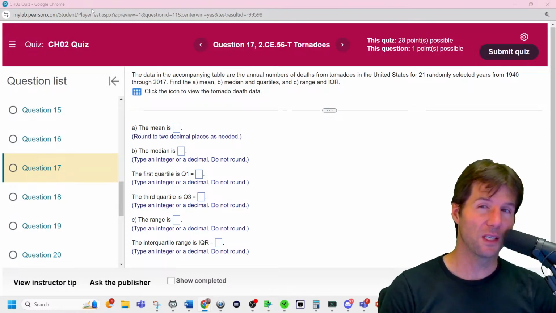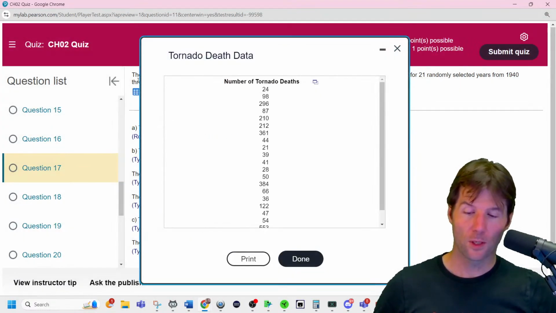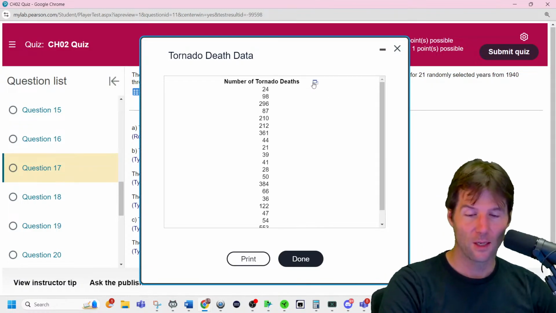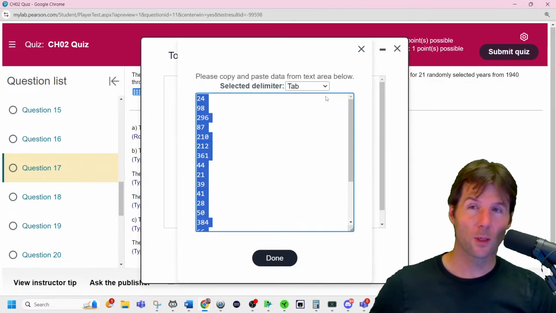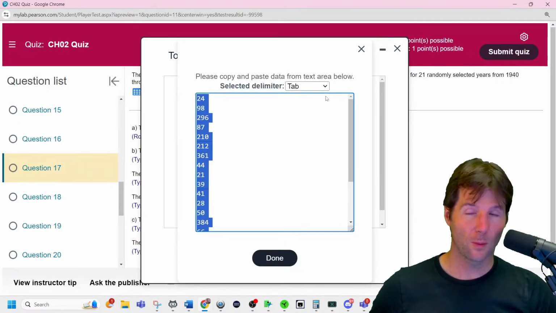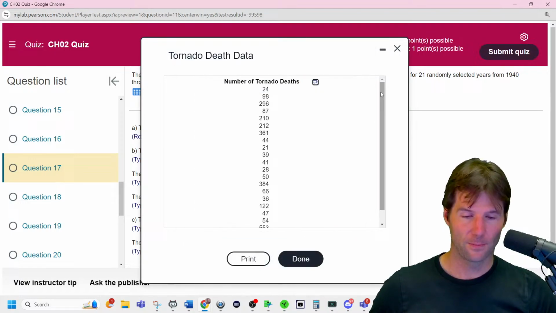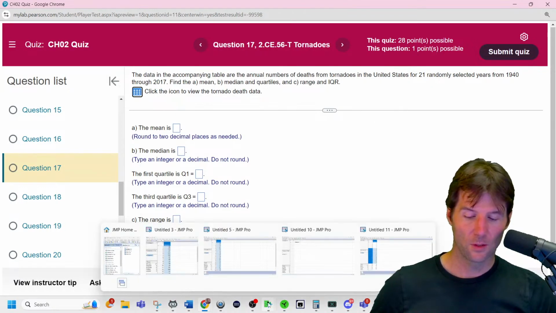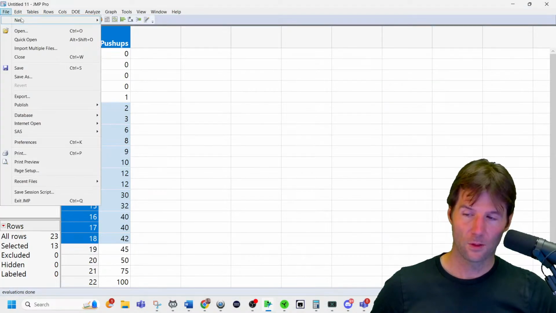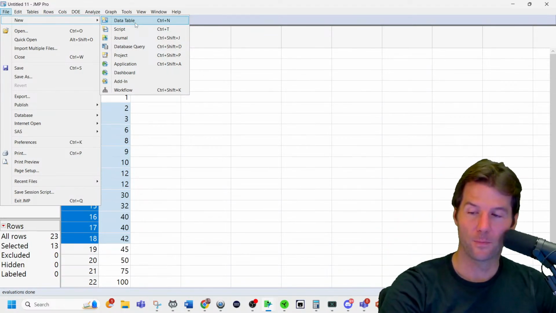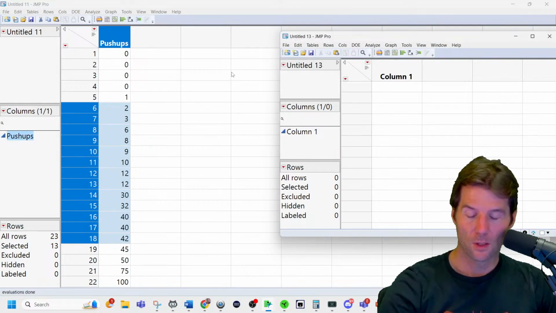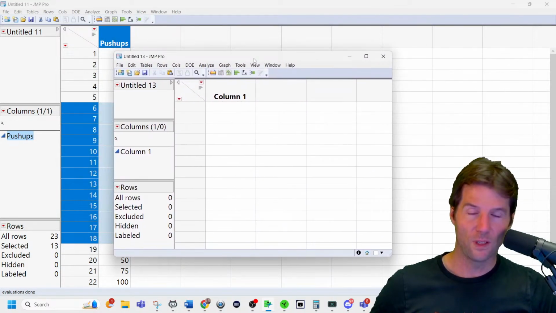You can do it with the TI, or you can do it my way right here. We're going to go here to copy the data. To copy the data, click the drop-down box here. Click Copy to Clipboard. Under Copy to Clipboard, hit Control-C or Command-C. Control-C on a PC, Command-C on a Mac. Now hit Done. Now go here to your JMP. Under JMP, go to File, New, Data Table. File, New, Data Table. And with File, New Data Table, go here and hit Control-V.